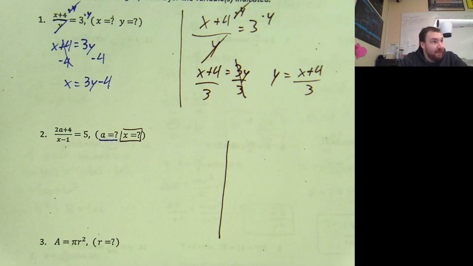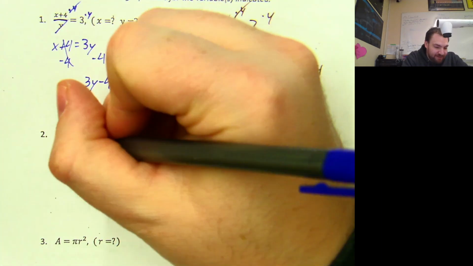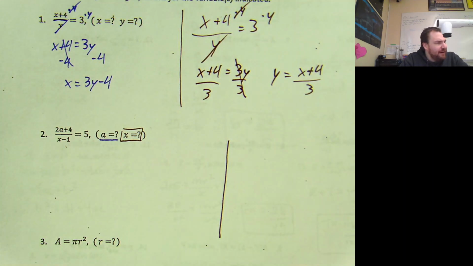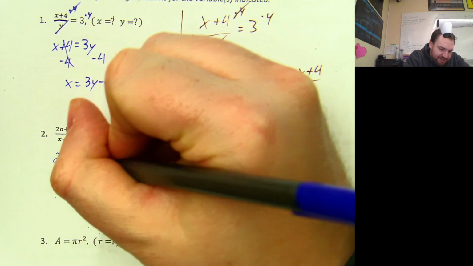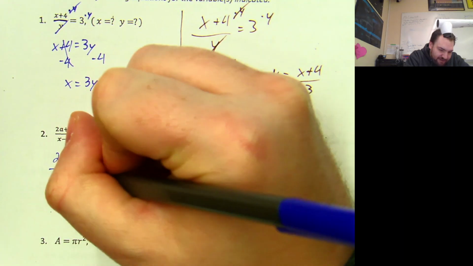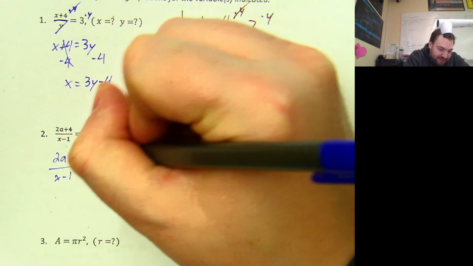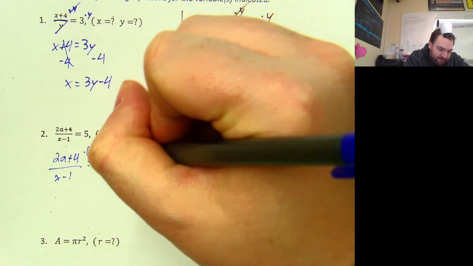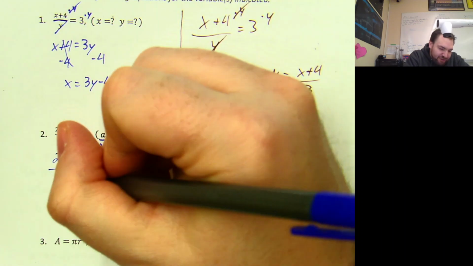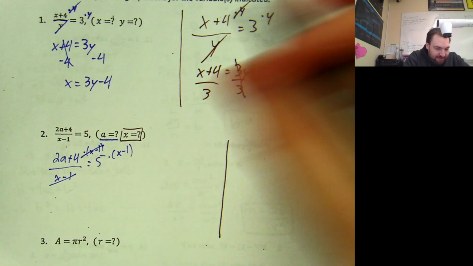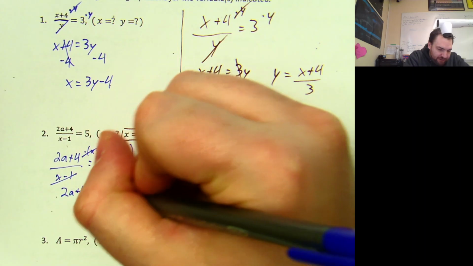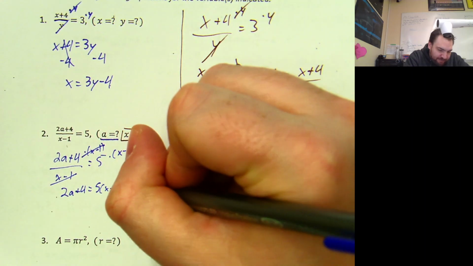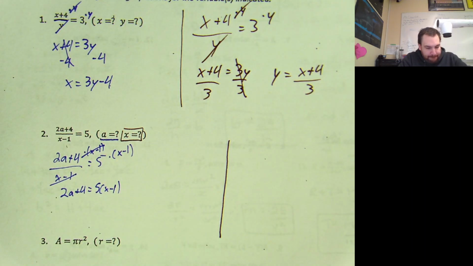Okay, so we're going to get rid of that denominator. We're going to multiply both sides by x minus 1. Okay, which one are you solving for, a or x? Okay. So I'm going to rewrite the question here. x minus 1 equals 5. And you said multiply both sides by the denominator. Cool, I love that. So that's going to cancel my denominators on the left, leaving me with 2a plus 4 equals 5 bracket x minus 1. Okay, what now?